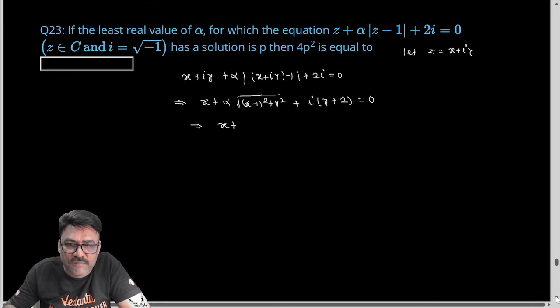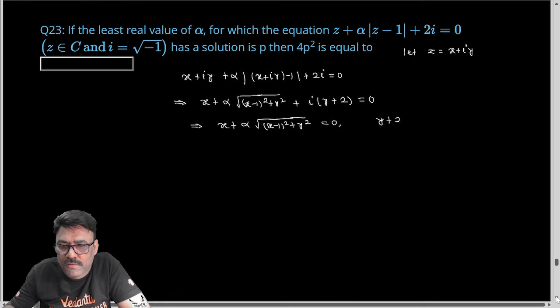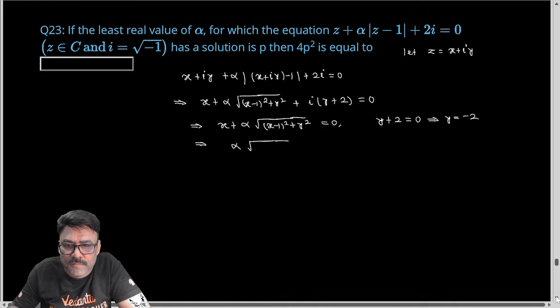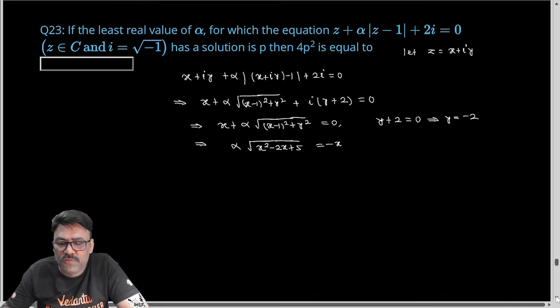So this gives you x plus alpha times under root (x minus 1) whole square plus y square. It should be 0. And y plus 2 is 0, so y is minus 2. Now if I put y equal to minus 2 here, this gives you alpha times under root x square minus 2x plus 5 is minus x. Y is minus 2, so just put y is equal to y.